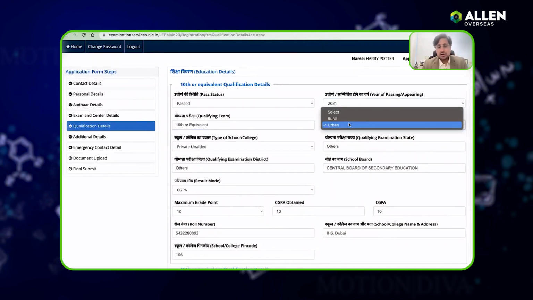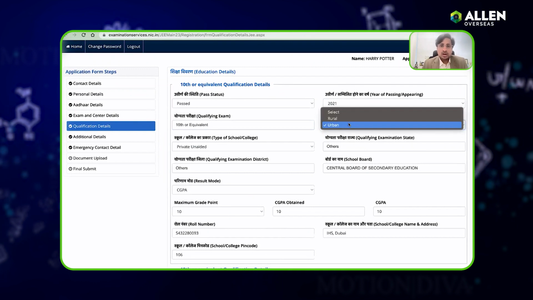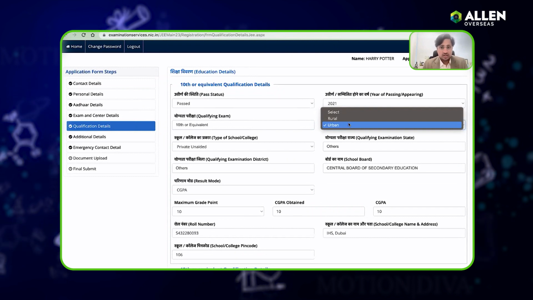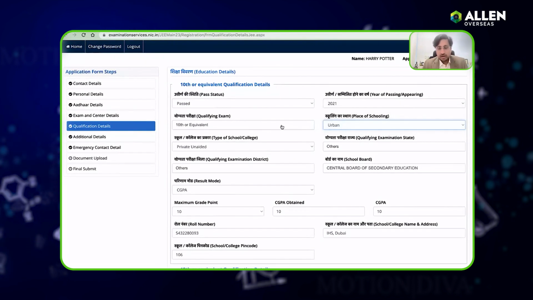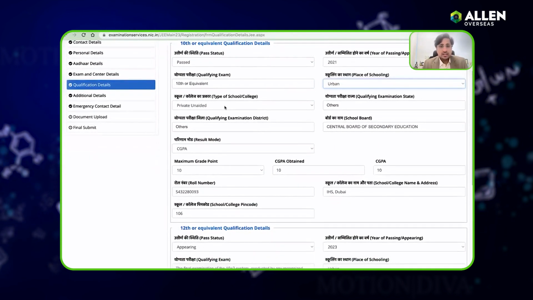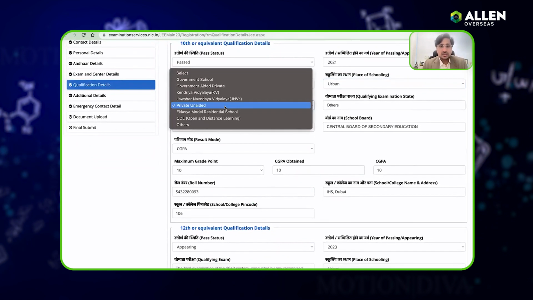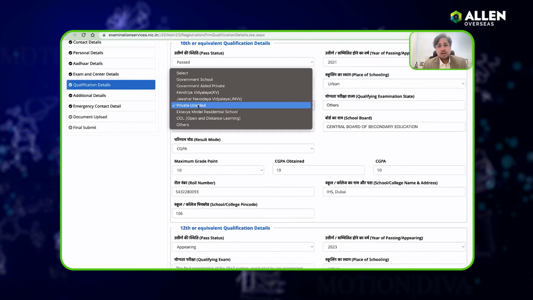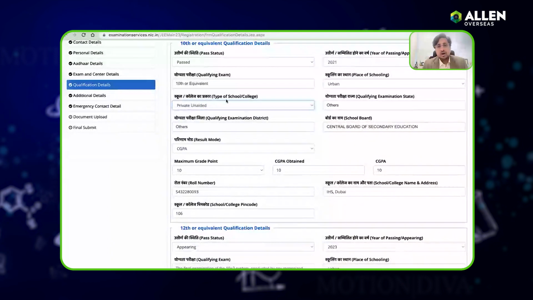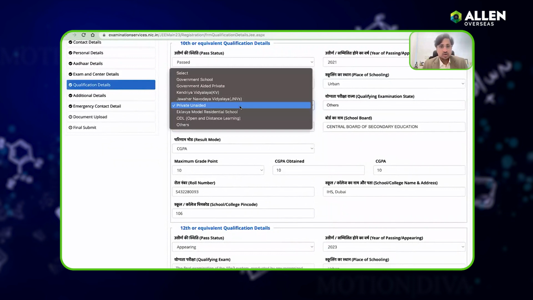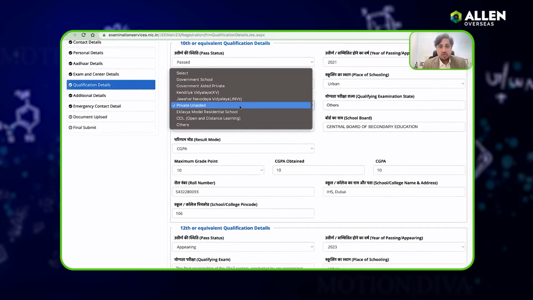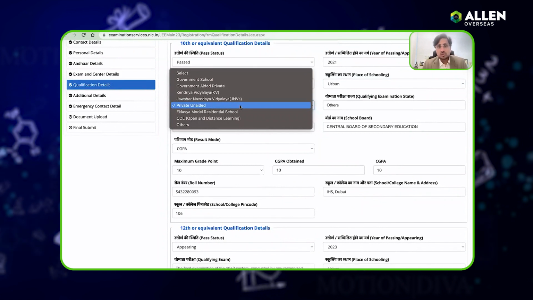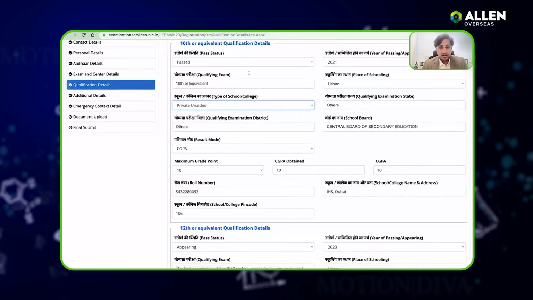Schooling, of course: if you have done your 10th from your respective country like UAE, Bahrain, Oman, Saudi, Kuwait, Qatar, then it would be urban, very sorry. Then these are the available options. Usually it is for private, unaided type of school or college. It entirely depends on where you are submitting this. Most of the students will be private and unaided.